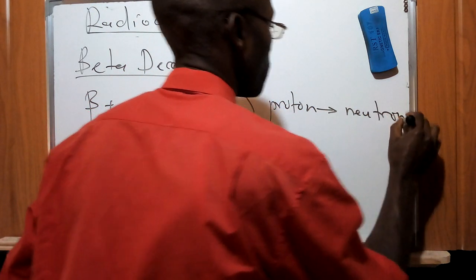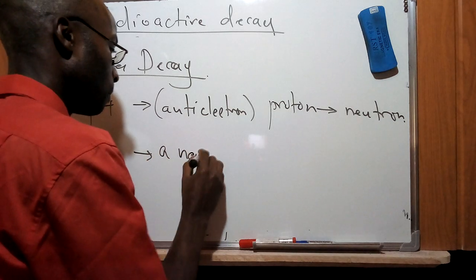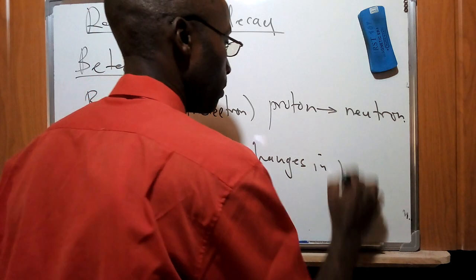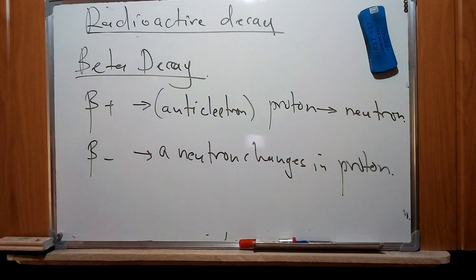So the proton changes into a neutron in this process. And for the second one, that is a beta negative or beta minus decay, a neutron changes into a proton. So basically these two processes, one is the reverse of the other. That is how we can simplify them.